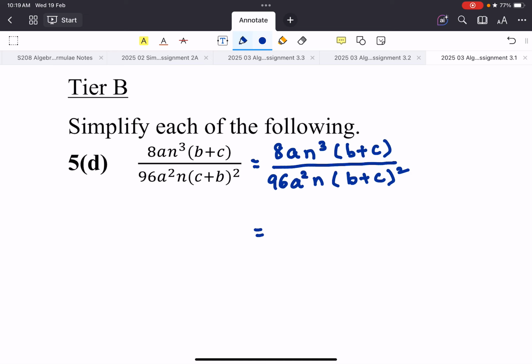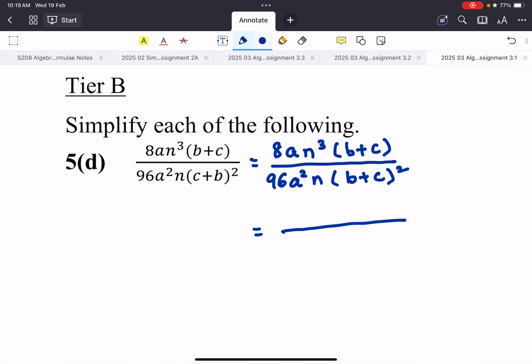So from here, we will need to reduce this. 96 divided by 8 will be 12. So we have 12 in the denominator. And then we have a copy of a at the bottom. We have n squared in the numerator. And the denominator, we have a b plus c. There we go. Right?